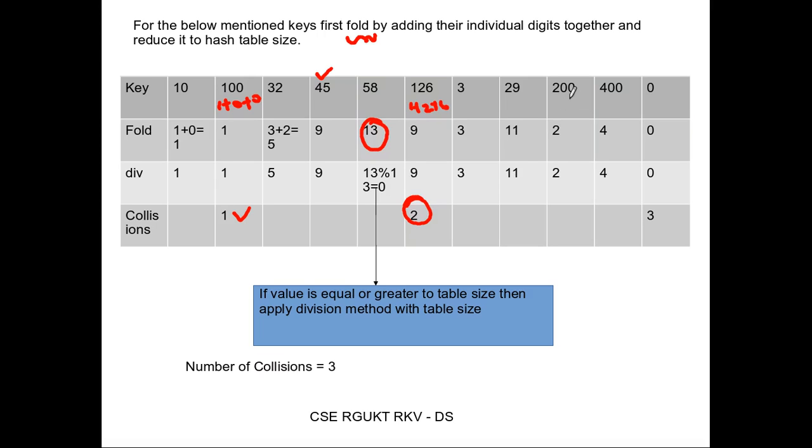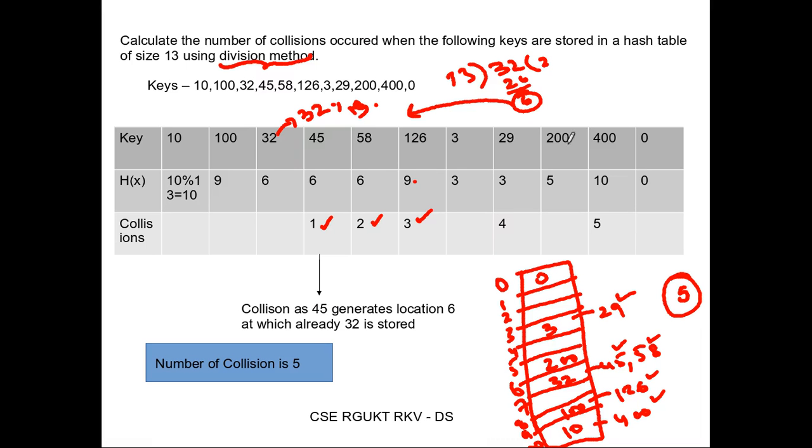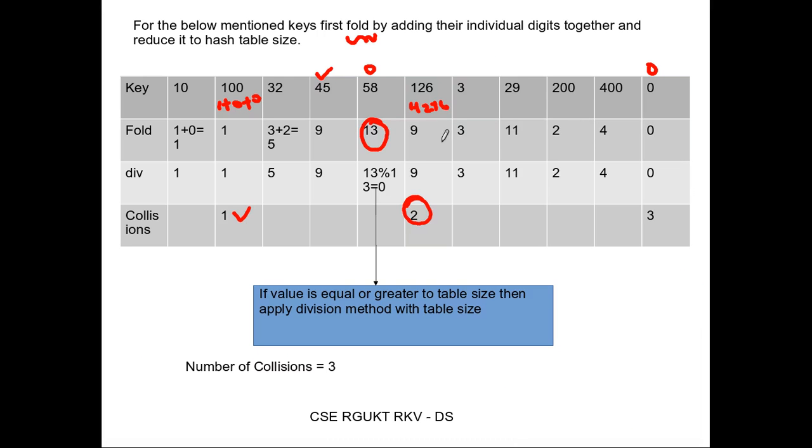Next you have 200 modulus 13 is 2, no problem. 400 modulus 13 is 4, no problem here for us. And 0 modulus 13 is 0, so at index 0 you have already stored an element, 58 got stored there, and 0 also wants to compete for it, so you have 3 collisions. As you can see, previously you had 5 collisions, but here you have only 3. That is, in the fold method, the number of collisions is reduced for us.